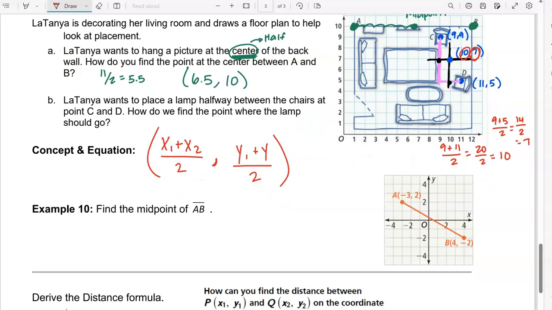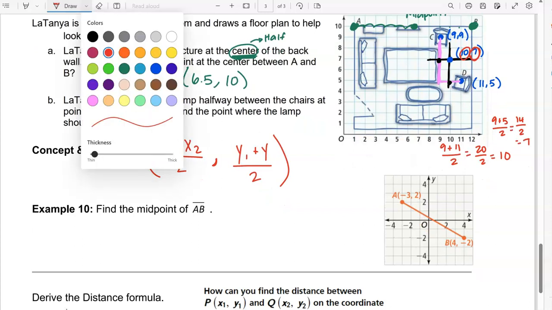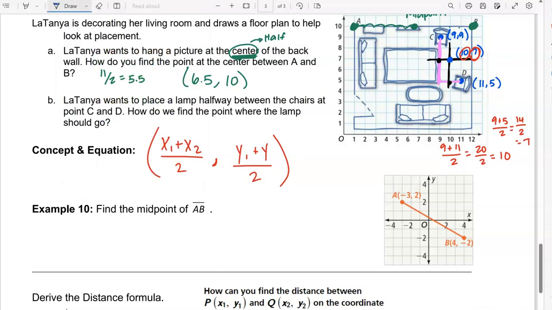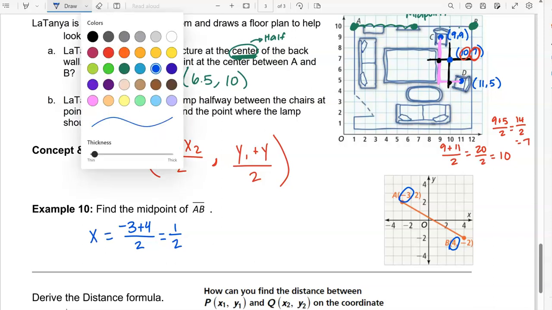So if we look at example number 10, finding the midpoint of A, B, you're going to set this up as 2 different problems. Add your x values together. -3 plus 4 divided by 2. -3 plus 4 gives us 1. 1 divided by 2 is 1/2. So our x value is 1/2.